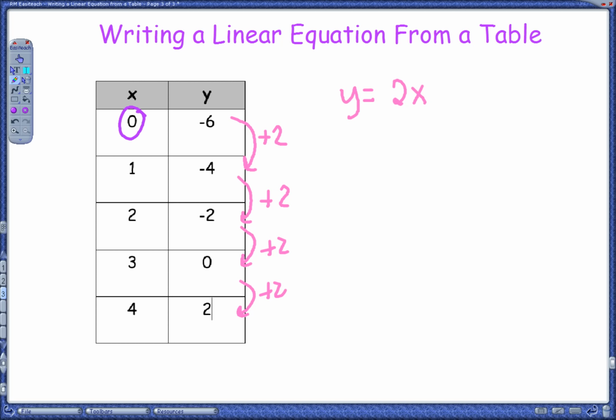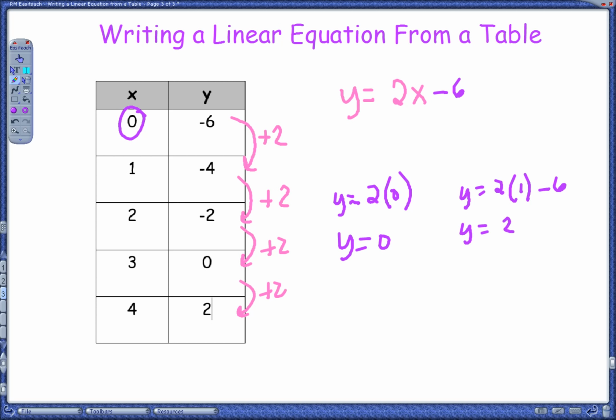So I'll start with 0. Y equals 2 times 0, which is 0. How do I get from 0 to negative 6? Well, I would subtract 6. So let's see if that works with my other values. I'm going to plug in 1. Y equals 2 times 1, and I think it's minus 6, so let's see if this works. Y equals 2 minus 6. I'm trying to get to negative 4. Y equals negative 4. Okay, so that worked.